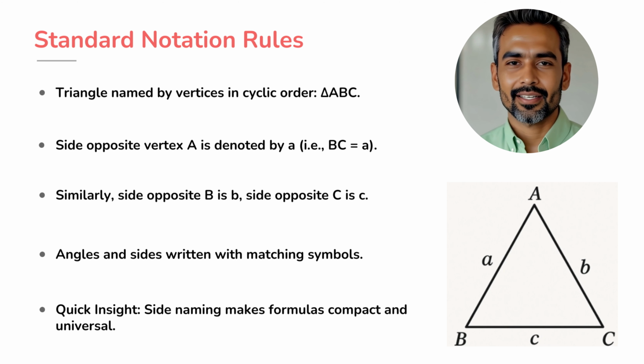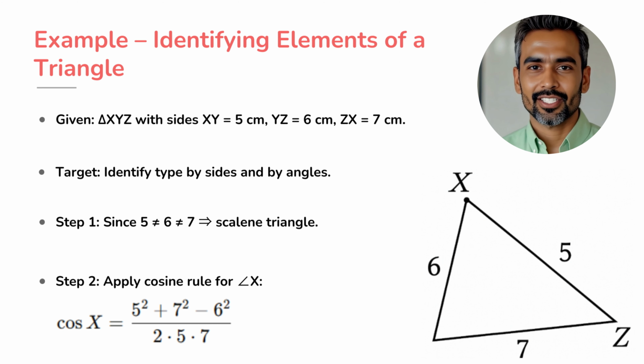Quick insight, this universal system of naming sides and angles is what makes formulas like the sine rule and cosine rule easy to write and remember for any triangle in the world. Did you know that by just knowing the lengths of a triangle's sides, we can classify its type and even find its angles? Sounds magical, right? Well, that's the power of the cosine rule.